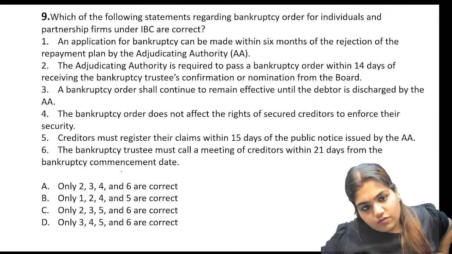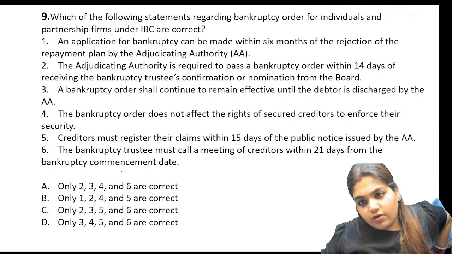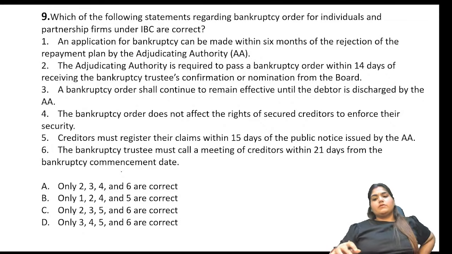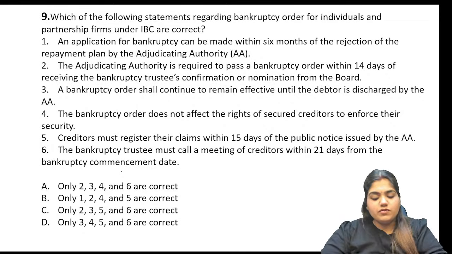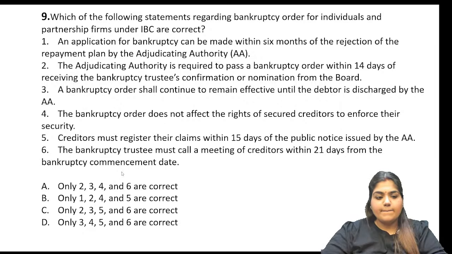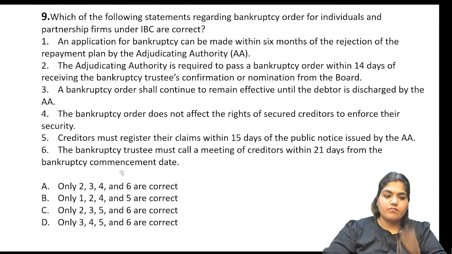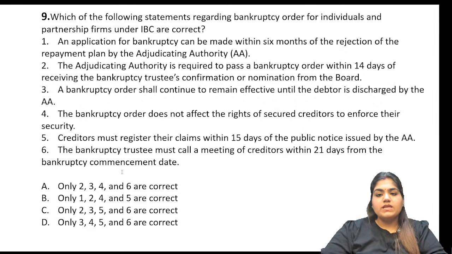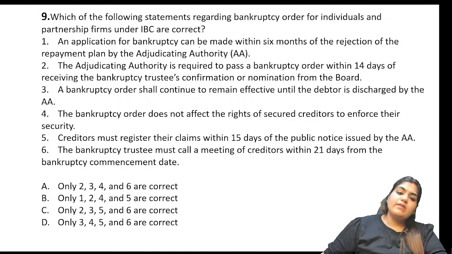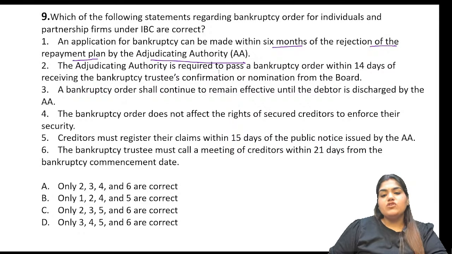Next question. Which of the following statements regarding bankruptcy order for individuals or partnership are correct? Last question from this unit. Statement number 1 is correct. No, it is not. The application of bankruptcy can be made within 6 months of rejection of the repayment plan by the AA. The application of bankruptcy should be made within 3 months.